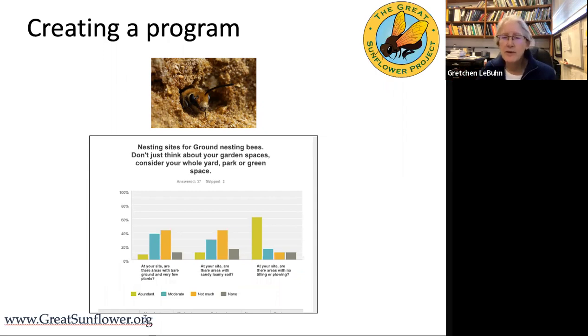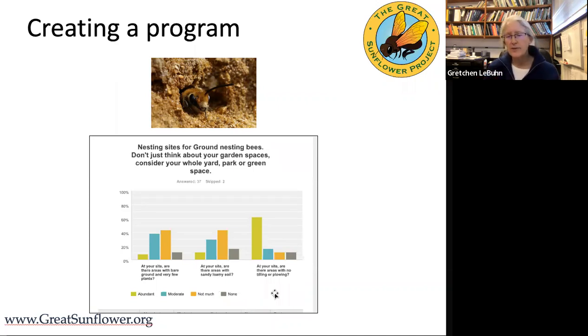So if you do the Great Habitat Challenge, you'll be asked things like, at your site, are there areas with bare ground and very few plants? Because most bees won't dig through a lot to get to the bare ground. Or at your site, are there areas with sandy, loamy soil? And at your site, are there areas with no plowing or tilling?